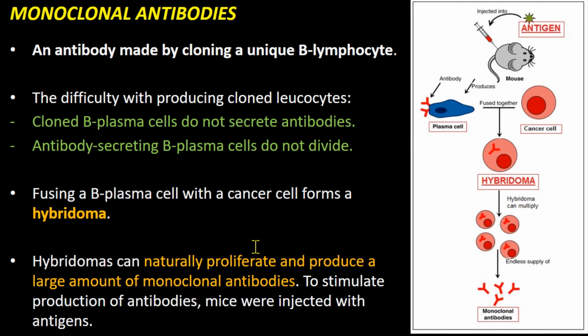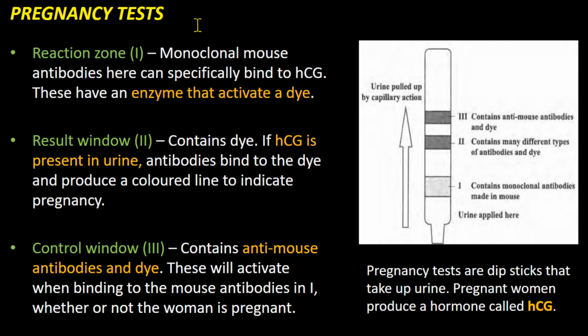To stimulate the production of antibodies, mice were injected with antigens. So we inject the mouse with antigens, and the mouse now is going to produce a lot of cloned antibodies, and these are called monoclonal antibodies. Pregnancy tests also use monoclonal antibodies. So pregnancy tests are dipsticks that take up urine. Pregnant women produce a hormone called human chorionic gonadotropin, or in short form, HCG. If a woman is not pregnant, she's not going to produce HCG because this is usually produced by the blastocyst, which is the future form of a fertilized egg.